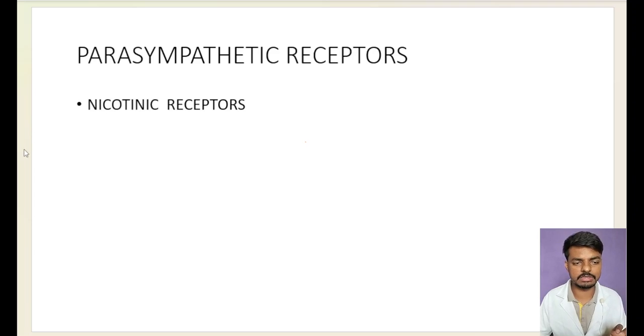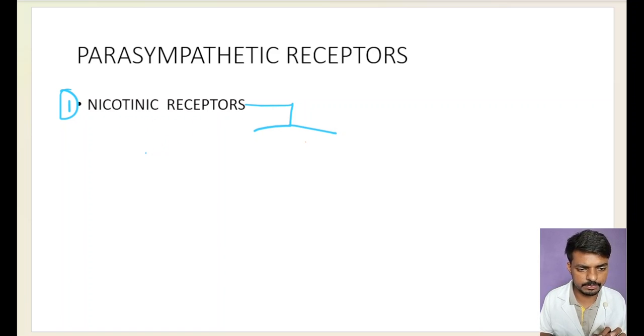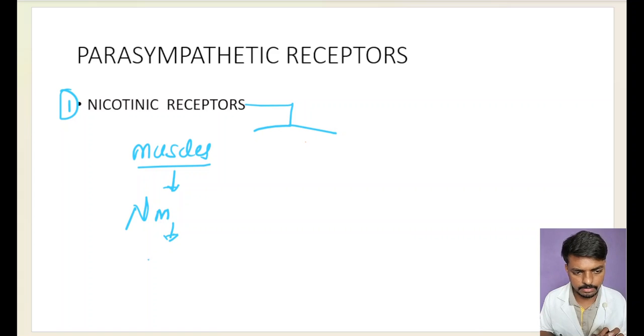Here we come to the parasympathetic receptors. The first receptors we have are the nicotinic receptors, and the second are the muscarinic. We will discuss this one first, and after this we will go to the muscarinic receptors. If the nicotinic receptor is present on the muscles, we write it as nicotinic receptor present on the muscle, NM. This is called the muscle nicotinic receptor. Very important point.